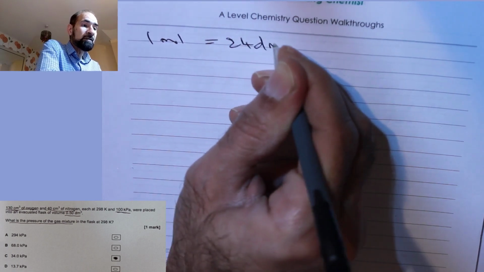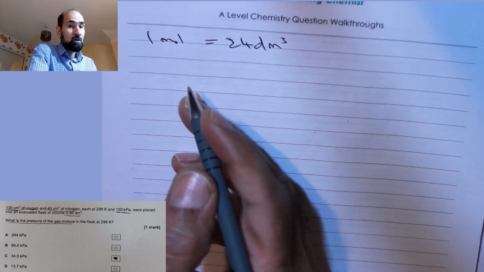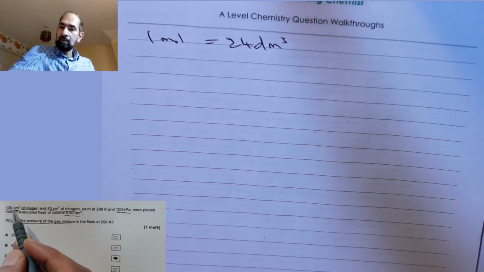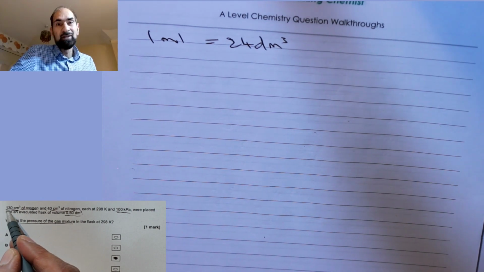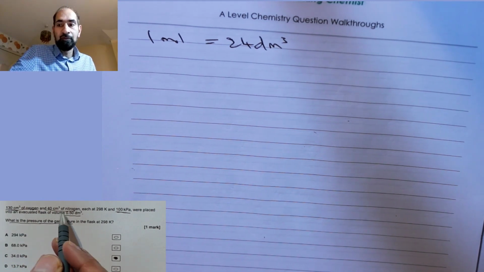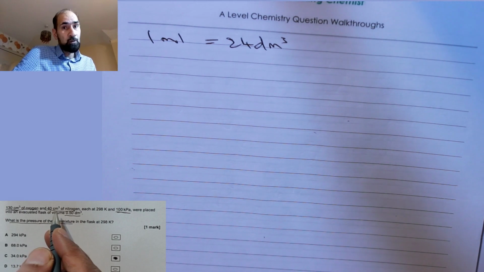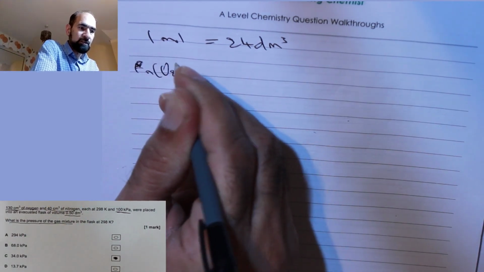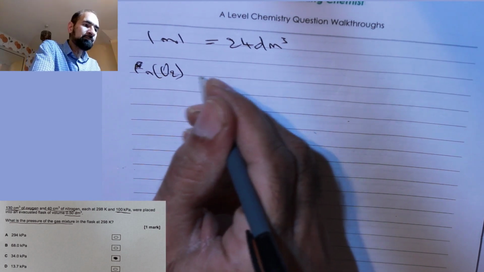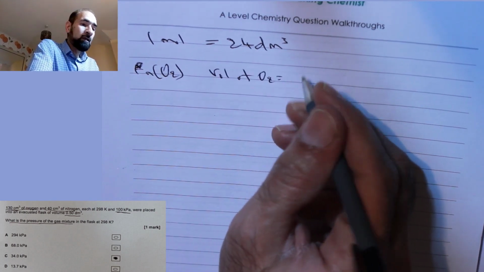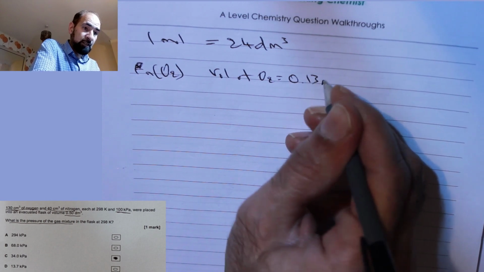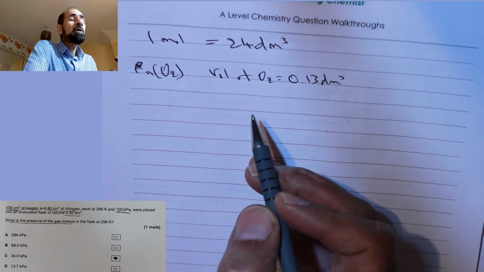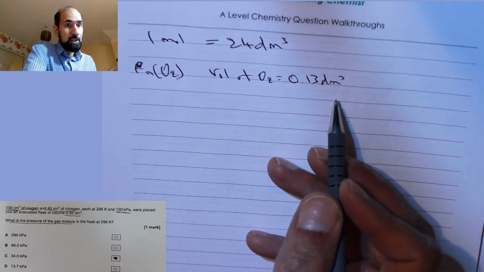24 decimeters cubed. So 1 mole of any gas occupies 24 decimeters cubed. If you know that the volume of oxygen is 0.13 decimeters cubed and 0.04 for nitrogen, you could use that to work out the moles. Watch this, moles of oxygen. The volume of oxygen is 0.13 decimeters cubed. So if 1 mole occupies 24 decimeters cubed, how many moles will occupy 0.13 decimeters cubed?